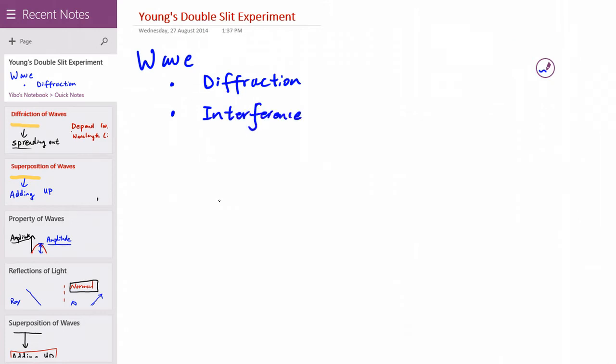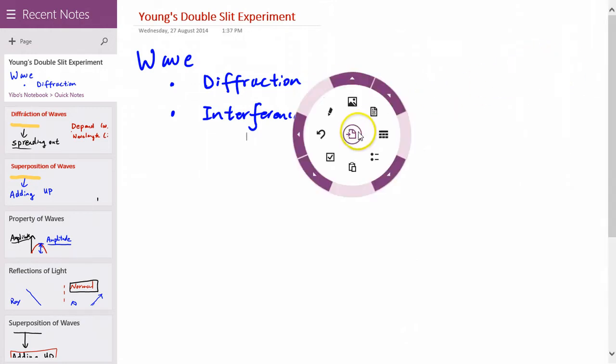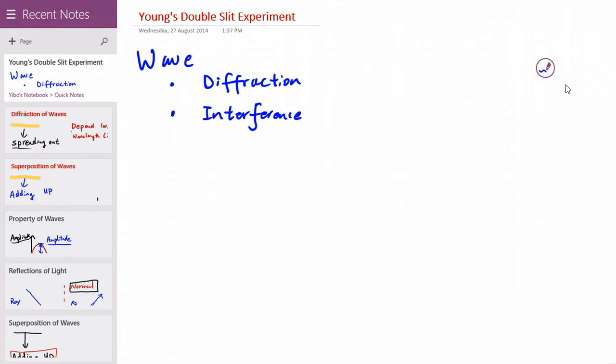So Young came up with an idea. He believed that light is a wave, and he wanted to prove it. He designed an experiment to show that light undergoes diffraction and interferes with itself. Once he did that, he could prove that light behaves like waves. Let me show you how he did it.